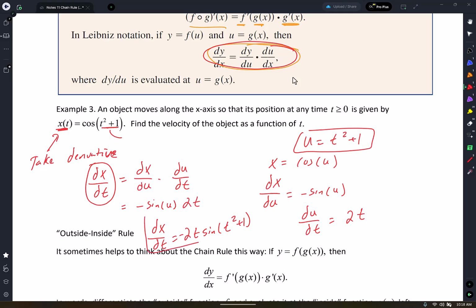Maybe I'm being extra. Maybe I should have just taken the derivative the way we're about to do it in the next example. Maybe I'm stubborn and I want to do this dx/du times du/dt no matter what. That's my argument, right? t squared plus 1. We're good?